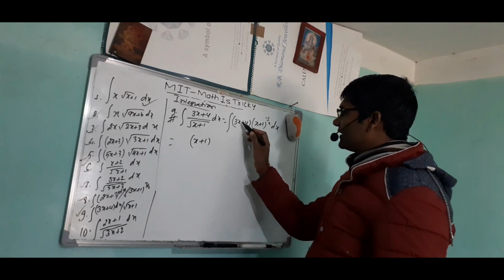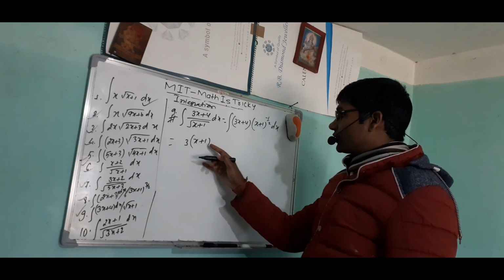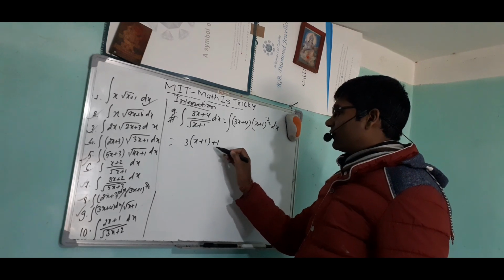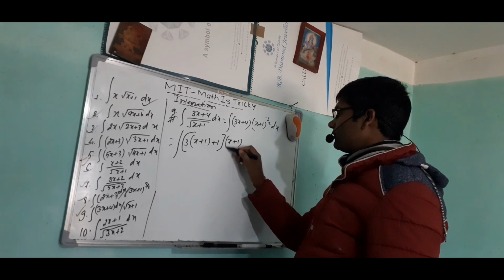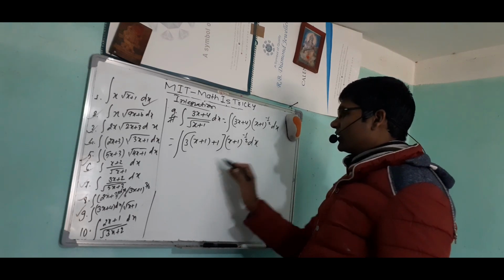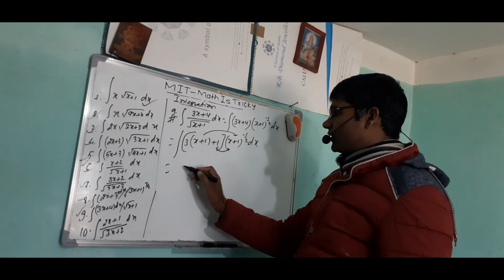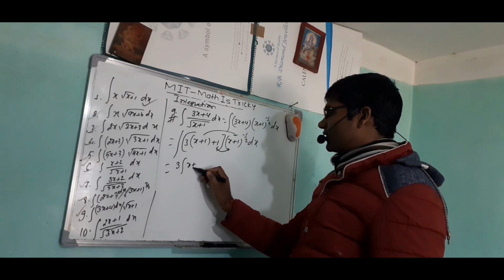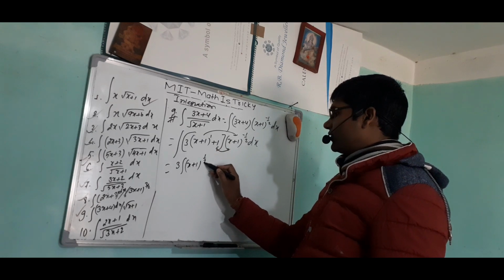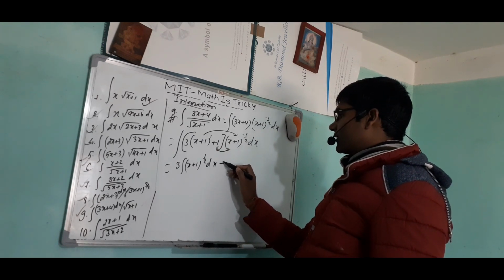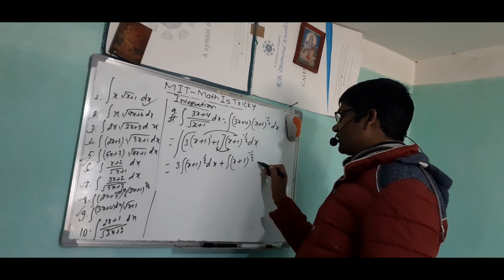Now what do we need here? 3x, so write 3. Now we'll have 3x but we need 4, so I add 1. It's very easy. (x plus 1) to the power minus 1 by 2 dx. So just multiply as before, these two and then this. So we get 3 outside, (x plus 1) to the power 1 by 2 dx plus the integration of (x plus 1) to the power minus 1 by 2 dx.